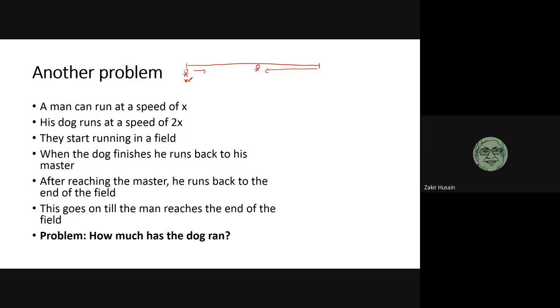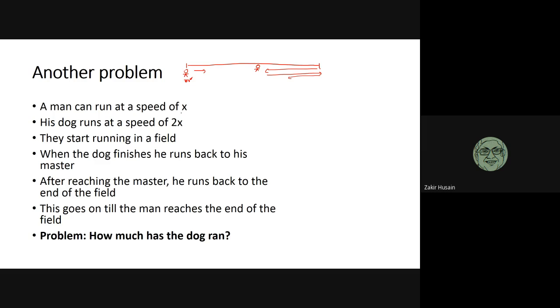Suppose the man is here. As soon as the dog meets him, it runs back over here, goes to the boundary, and then again comes back. So the man is going on like this, the dog is running back and forth, and this goes on till the man reaches this side of the field. The question is, how much has the dog run?